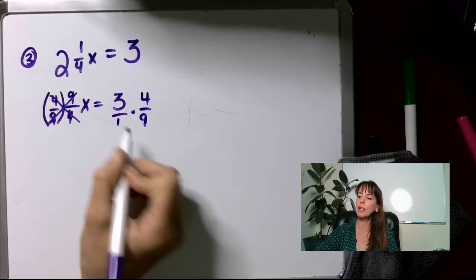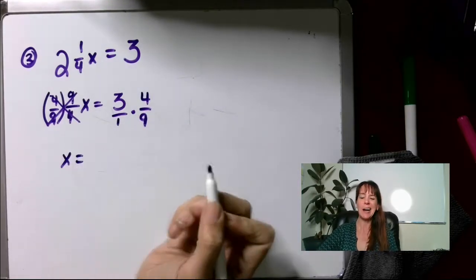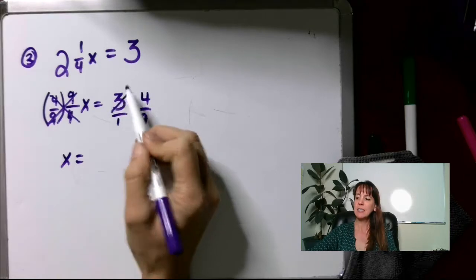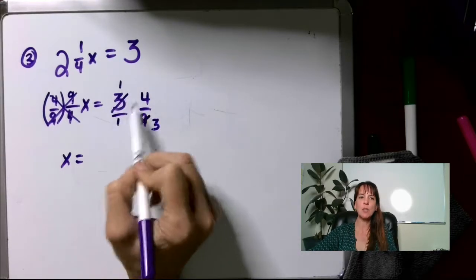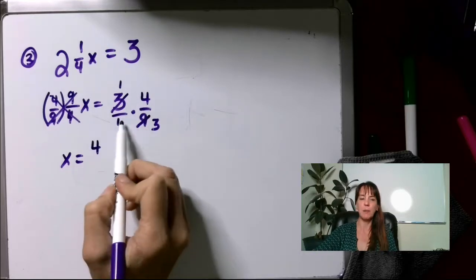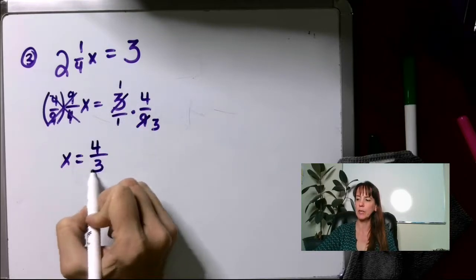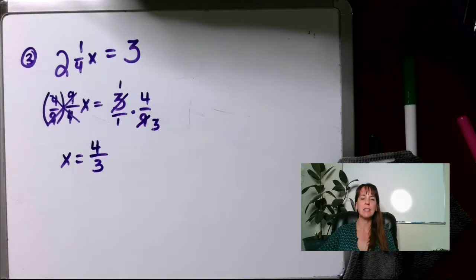All right, now before I go multiplying straight across the top, straight across the bottom, I can cross cancel. Divide this by 3, I get 1. Divide this by 3, I get 3. Across the top, 1 times 4 is 4 on the bottom. 1 times 3 is 3. Your answer is x equals 4/3.